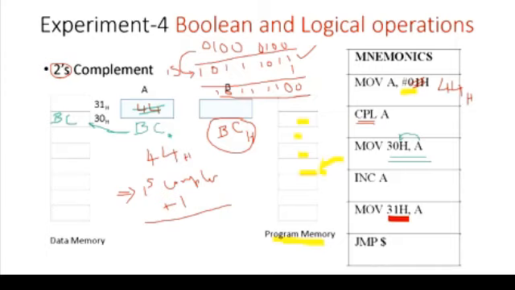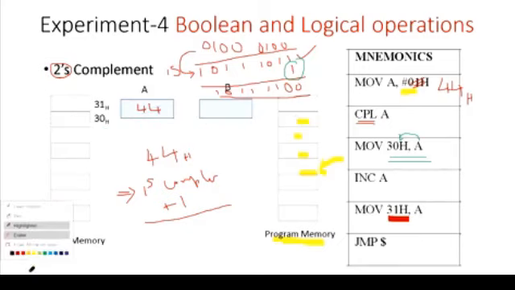Now what we have done, see this one, right? We have done 1's complement so far. If you want to get 2's complement, you need to add 1 with that, right? So this 1 we should add, then only you'll get the number. So what we have done, we have moved the number 44 into accumulator.